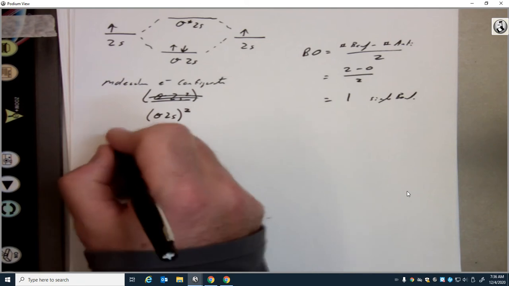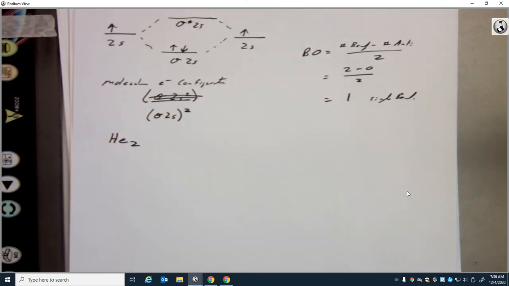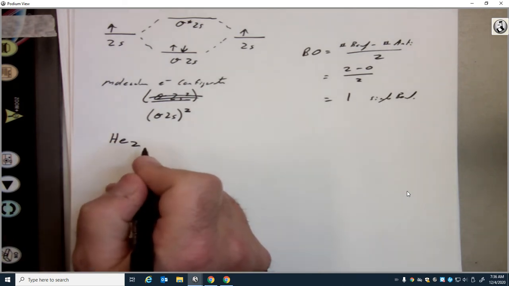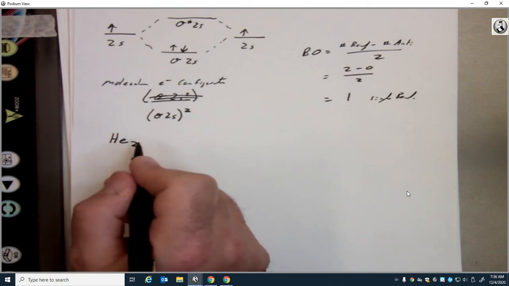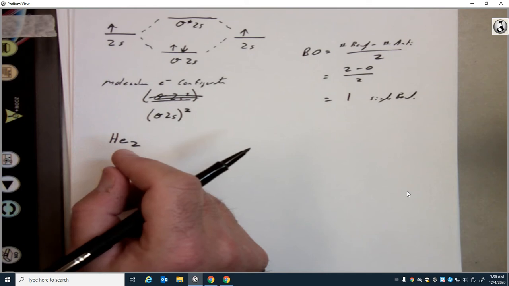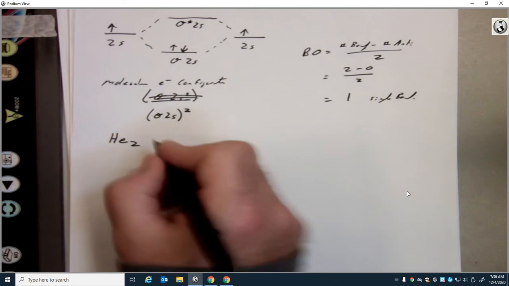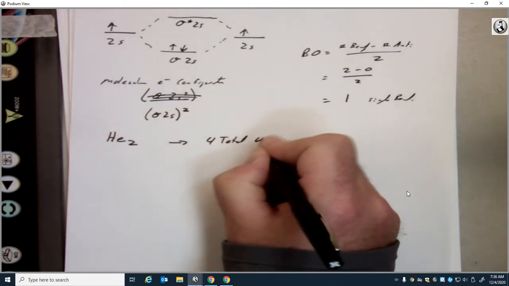All right, let's try helium, diatomic helium. I know it's over there in group 18, but it acts like a group 2. So let's just see what happens here. This has 4 total valence electrons.